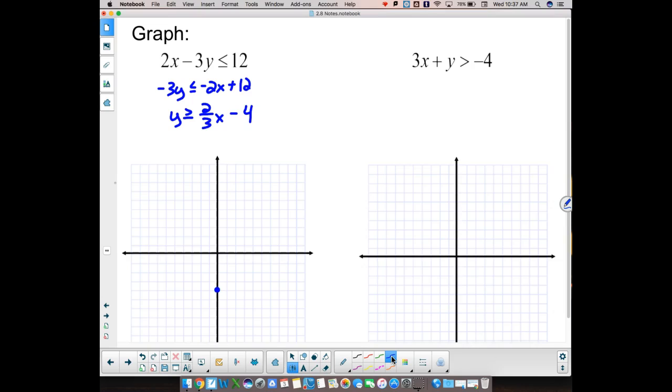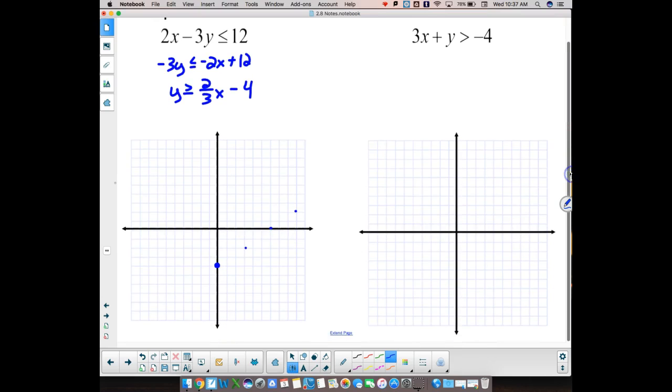Slope of 2/3 there, there, there. Scroll down just a little bit here, and then you go 2, 3, 2, 3, 2, 1, 2, and 3. There we go. Okay. This one is a solid line.